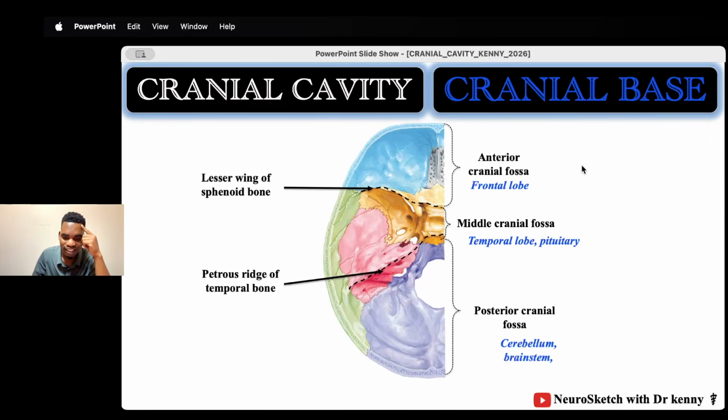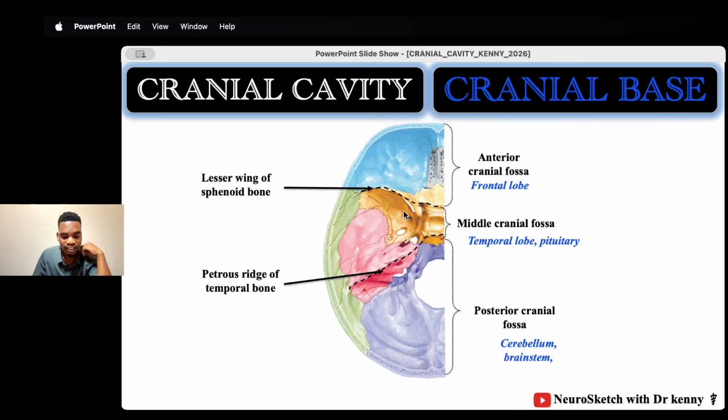Now, we have divided the cranial cavity, the cranial base, into three fossae. We've said we have the anterior cranial fossa. I've just taken a half of it to have an inside, but we have them bilaterally, on the right side and on the left side as well. Now, this is the anterior cranial fossa. This is the middle cranial fossa, and this is your posterior cranial fossa. But again, remember, the middle cranial fossa is butterfly shaped.